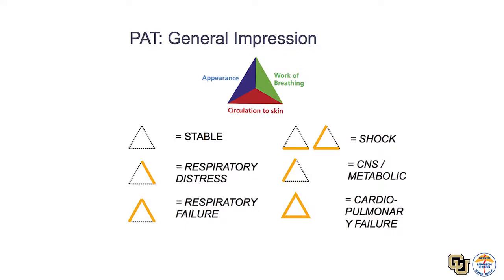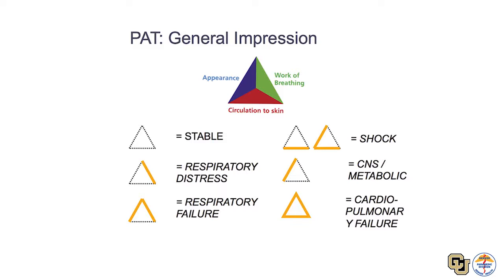As mentioned, skin changes may represent shock. So how do we apply this to the pediatric assessment triangle? If just the circulation to the skin is abnormal, this is a sign of compensated shock. However, if both the skin and appearance are abnormal, this is a sign of decompensated shock. If all three sides of the pediatric assessment triangle are abnormal, you have a very sick patient.